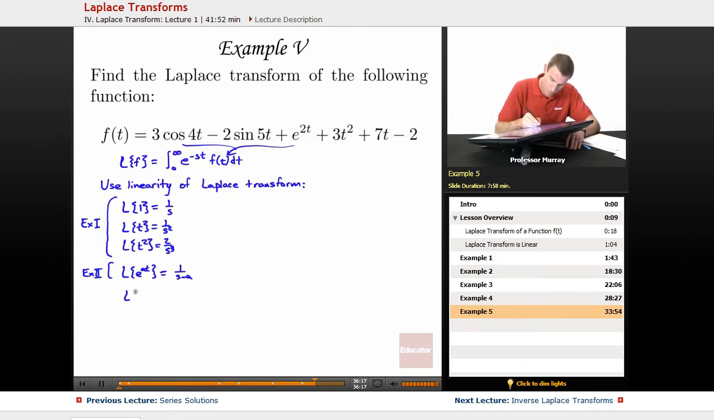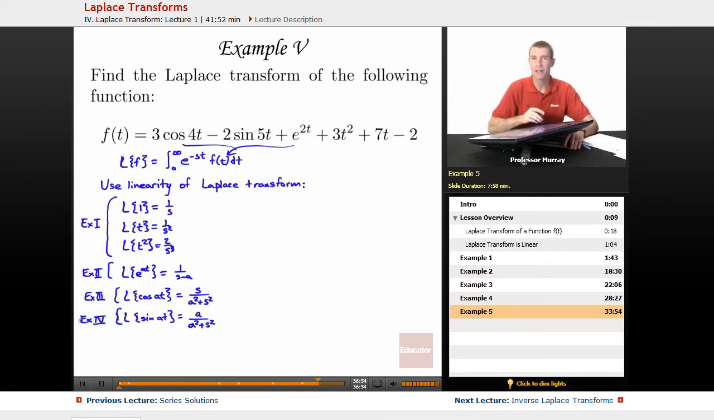L of cosine of at, worked that one out in example 3. And that was s over a squared plus s squared. And finally, L of sine of at was a over a squared plus s squared. And we worked that one out in example 4.